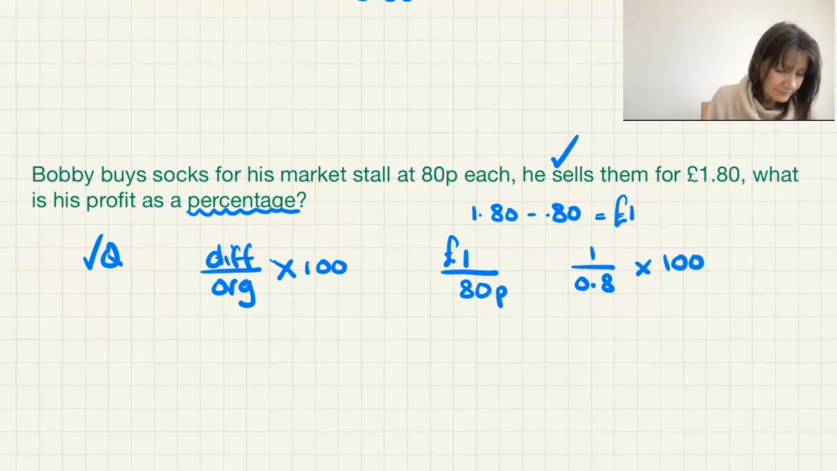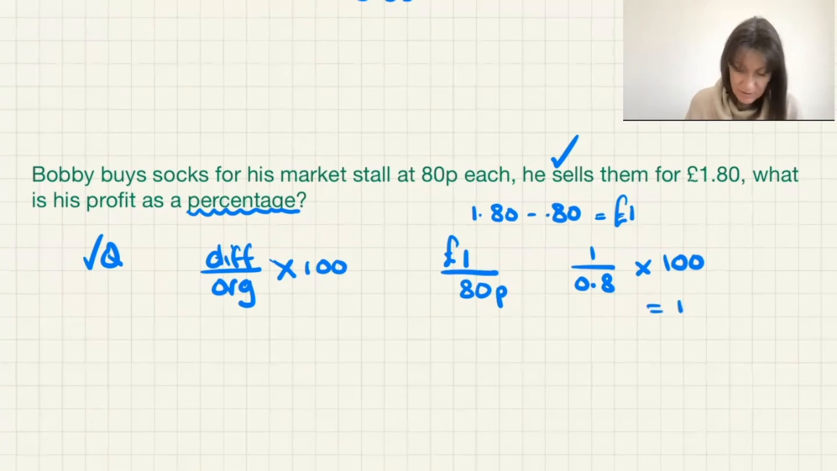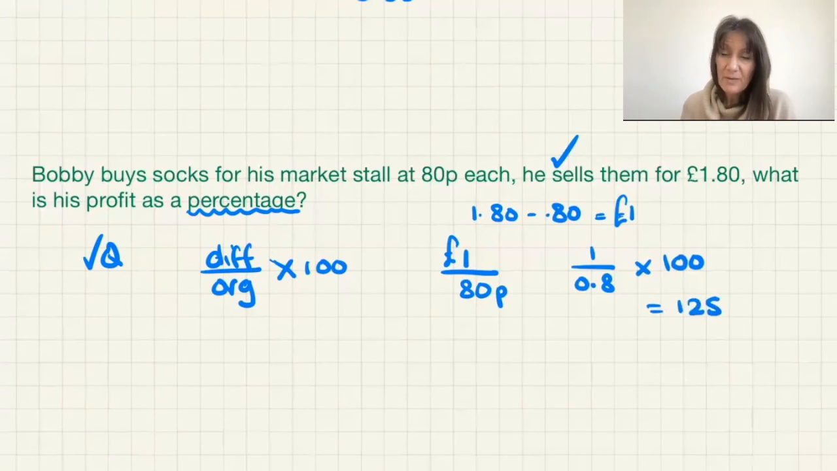So that is giving me 125. The answer, his profit, is 125%.